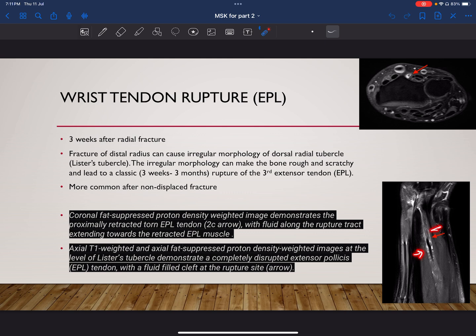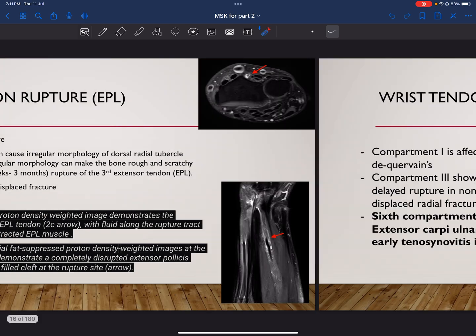Coronal FATSAT proton density image demonstrating a proximally retracted torn tendon with fluid along the rupture tract. On the other hand, on axial image, we can see at the level of Lister's tubercle a completely disrupted extensor pollicis longus with fluid around the rupture site. So, wrist tendon rupture occurs 3 weeks after radial fracture due to it becoming rough and the tendon getting friction repeatedly.